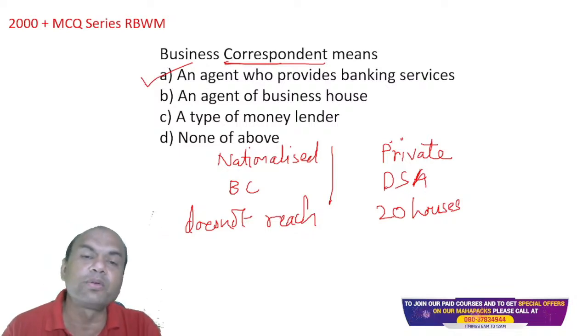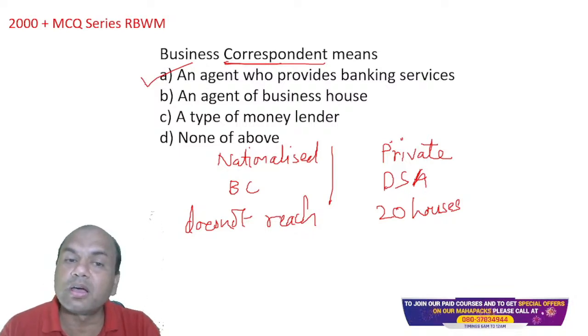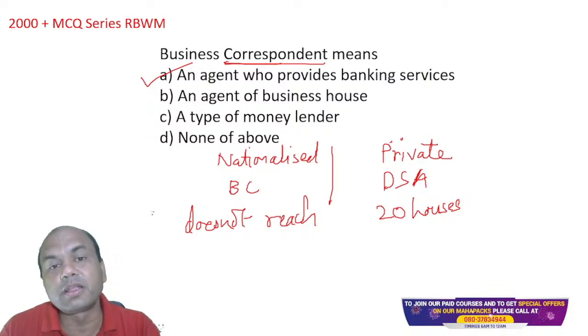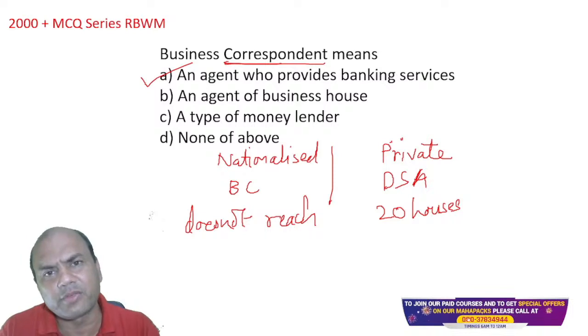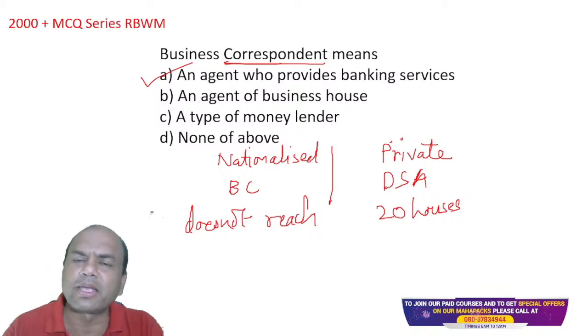So that's why we don't open a branch over there. We open a BC there, a business correspondent, a private agency. Somebody from that village itself will provide the banking services.